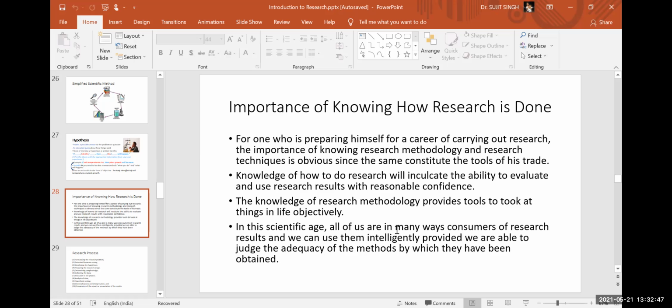In this scientific age, all of us are in many ways consumers of research results. Of course, we are using so many things in our practical life, whether that is mobile or anything.